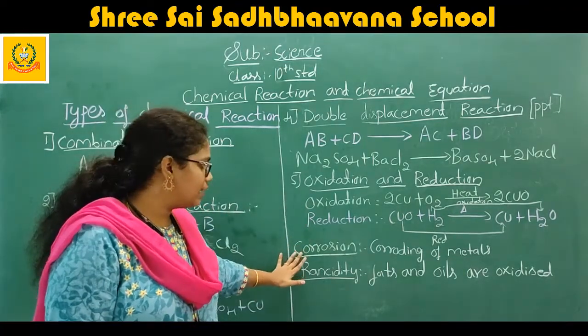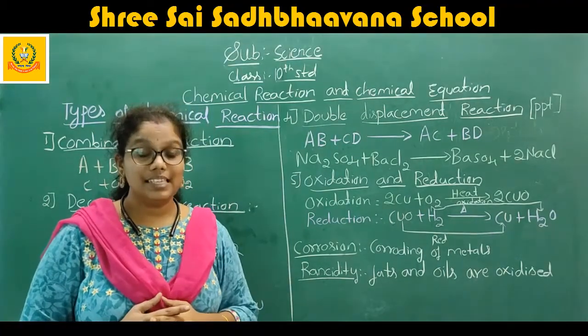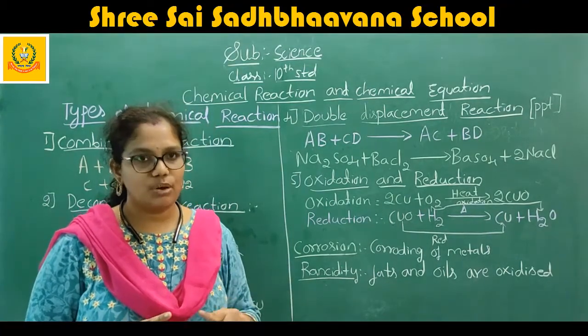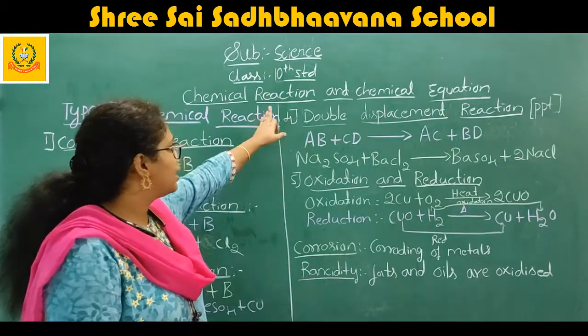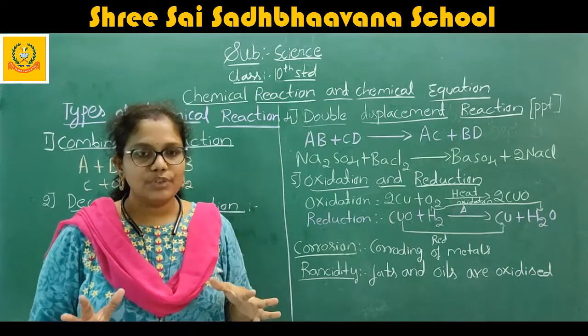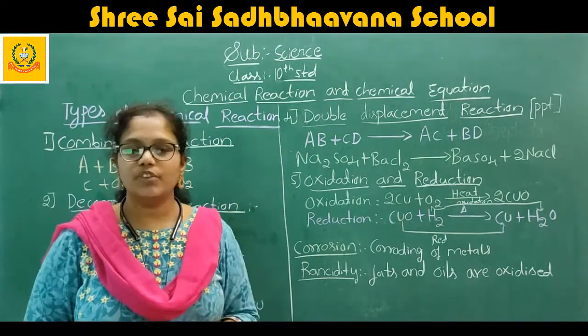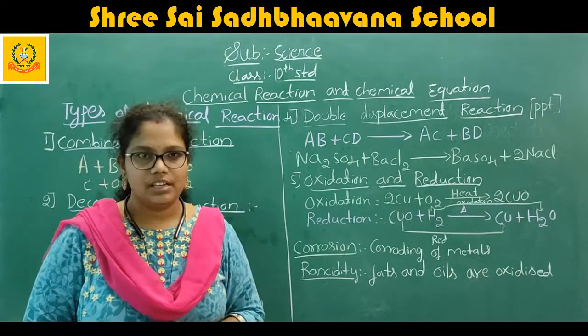And finally, we discussed corrosion and rancidity. This completes your first chapter, that is chemical reactions and chemical equations. If you study this chapter properly, you will get 4 marks in your final examination.